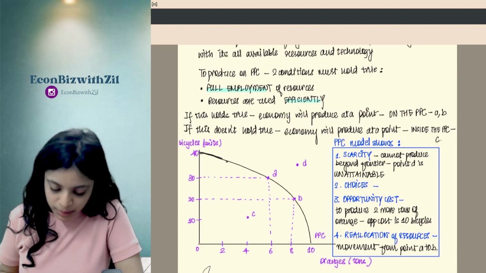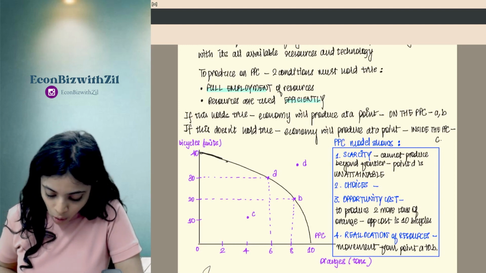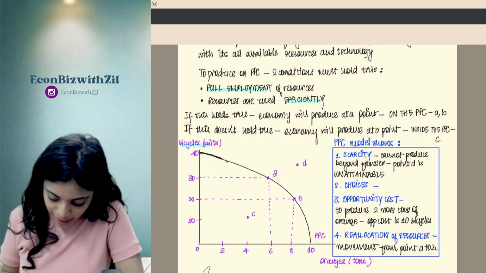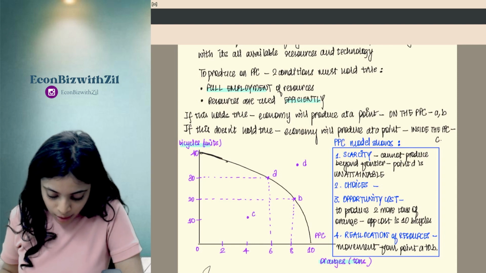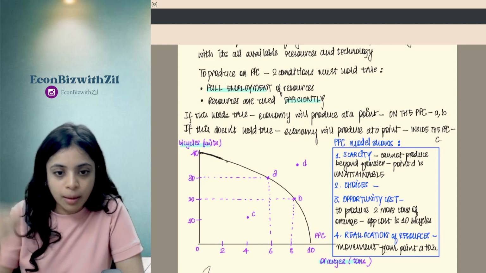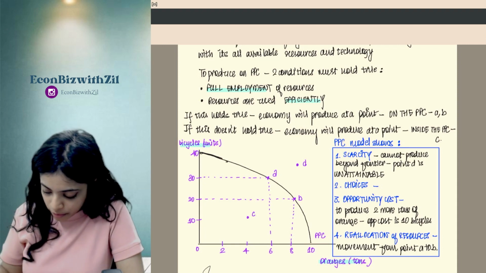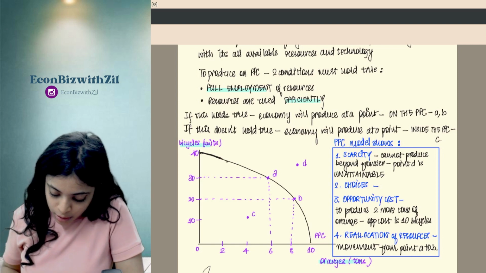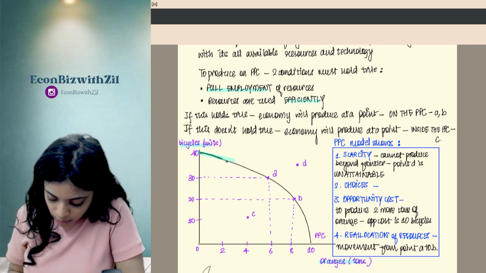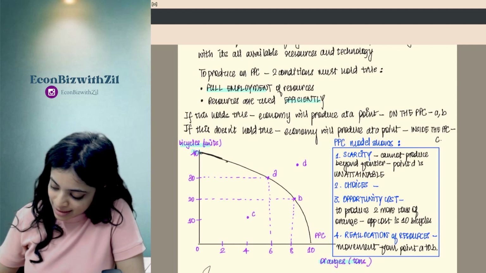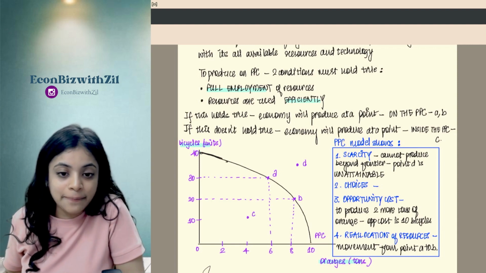So this is what a PPC graph looks like. On both your axes, there are two kinds of goods. Here we have bicycles and oranges. The vertical axis is showing the number of bicycles that can be produced, and the horizontal axis is showing the number of oranges that can be produced. So PPC is this curve that I see. I am not marking it, but that is the PPC.